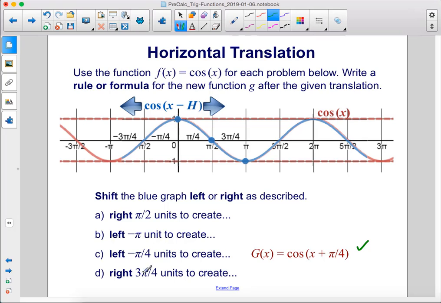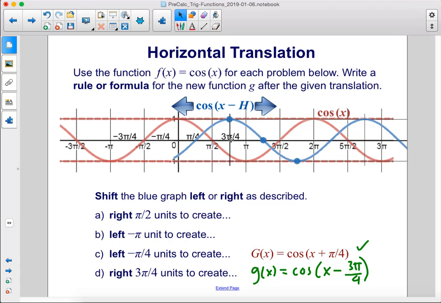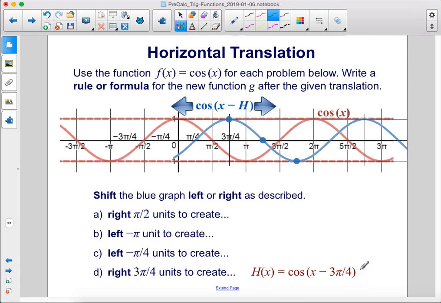We're going to move right 3 pi over 4 units. So that's going to be cosine of x minus 3 pi over 4, since h is positive. Now we're moving to the right 3/4 pi. So pi is 2 boxes. So 3/4 pi will be 1.5 boxes. So we move this 1.5 right to 3 pi over 4. And there we go.